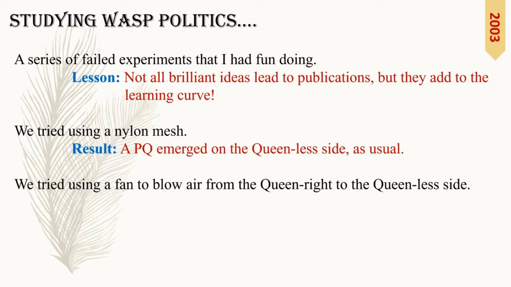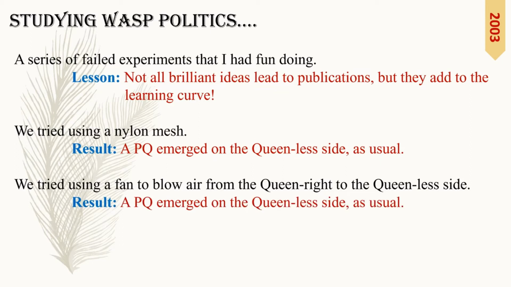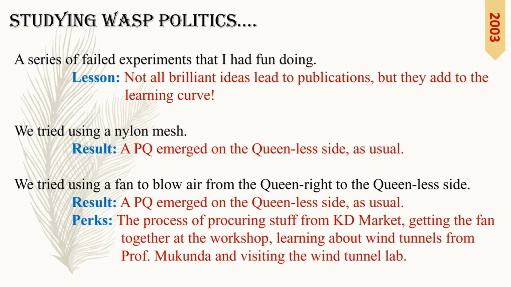So RG said, probably you need a better understanding of wind flow, go talk to Professor Mukunda. I went to Professor Mukunda, and then he sent me to the wind tunnel lab in aerospace engineering. So at the end of it, the result was we still got a PQ on the queenless side, but the perks: for the first time, I got to go visit the KD Market. I wouldn't have gone there. Only physics students and engineering students go there, not behavior biology students, to get electrical supplies.